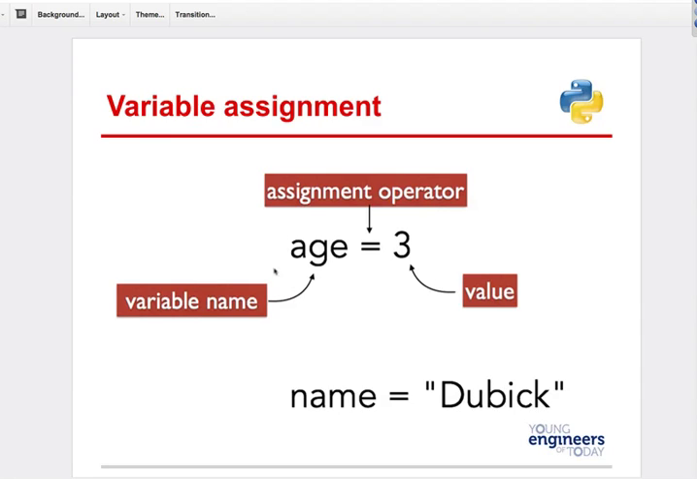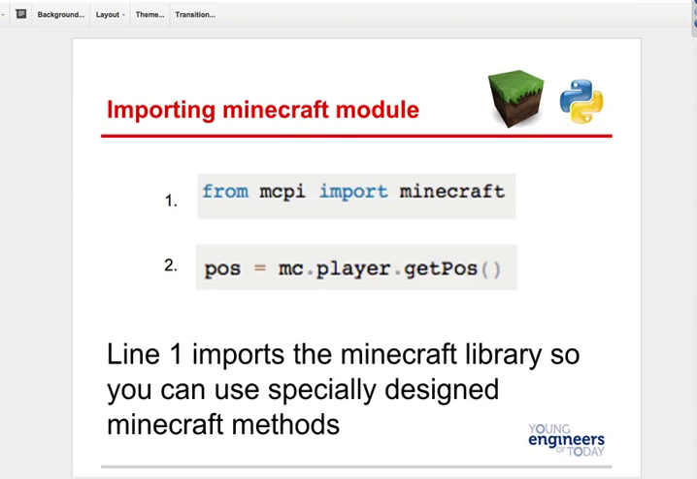We assign variables this way. Here's a variable name, the assignment operator, which is an equal sign, and the value of 3. A string would be literally a quotation sign and then the name. And when we did Minecraft, it has that same part on there.